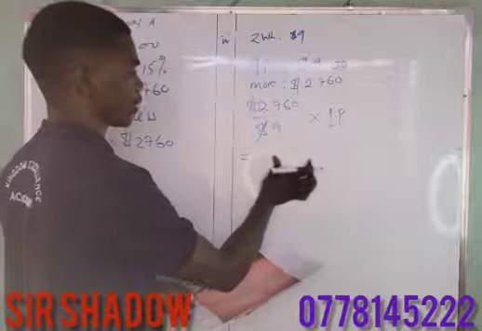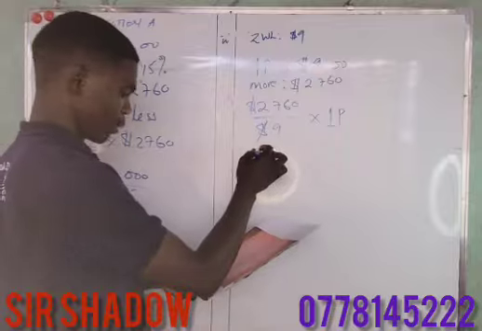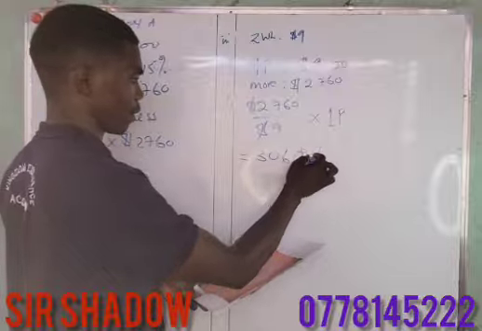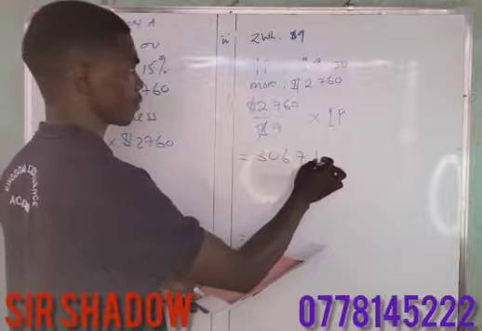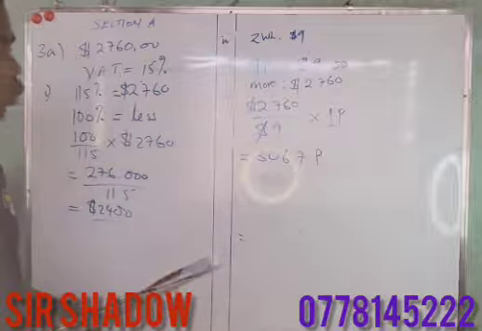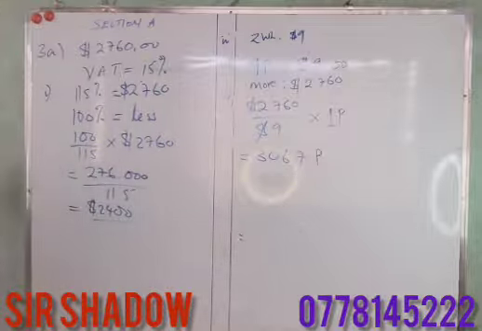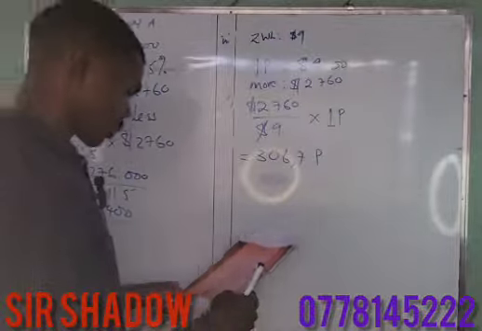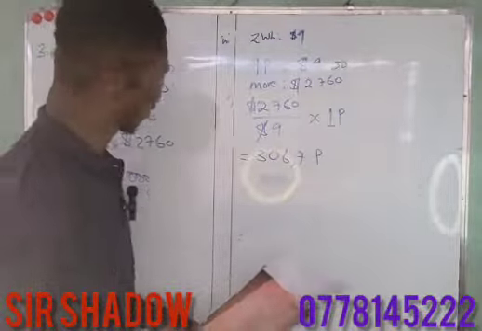306.7 puller. Right. We're asked to calculate this amount in puller, which is 306.7 puller. Right. Let's consider item 3.